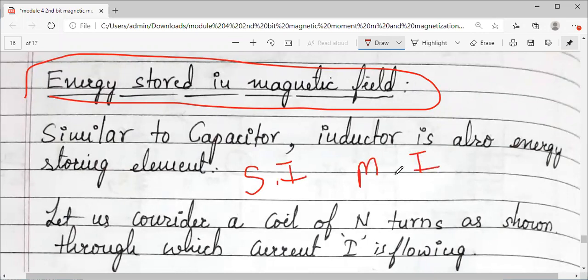And if the time permits, we will see what do you mean by self inductance and mutual inductance. ये दोनों आपने पढ़ा है already, self inductance and mutual inductance. So we will see what is that, right? That we will cover in the next session.